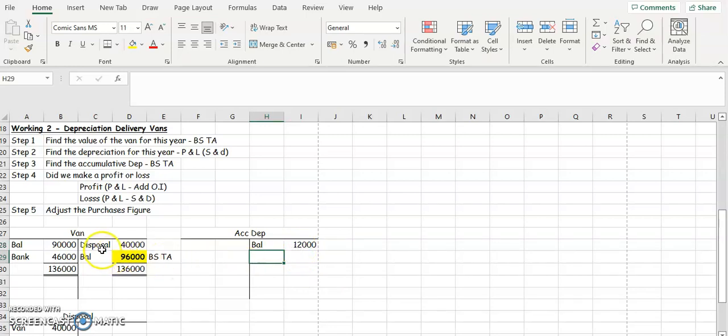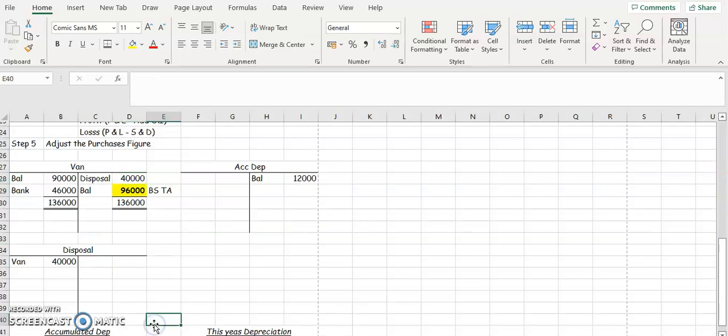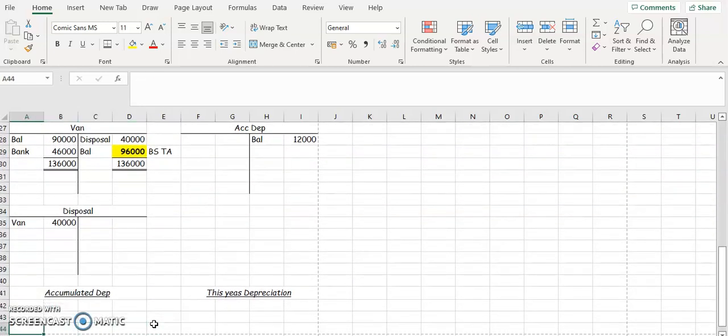Next thing I need to do, I need to find out of this van of 40,000, how much of that is depreciation, because that's not part of my accumulated depreciation anymore, because I've gotten rid of that vehicle. So I'm going to do a little adjustment down here. What I'm going to need to do is find out the months that I had the van for, multiply that by the rate, and then multiply that by the value. So that's going to be my formula to help me find out my cumulative depreciation.